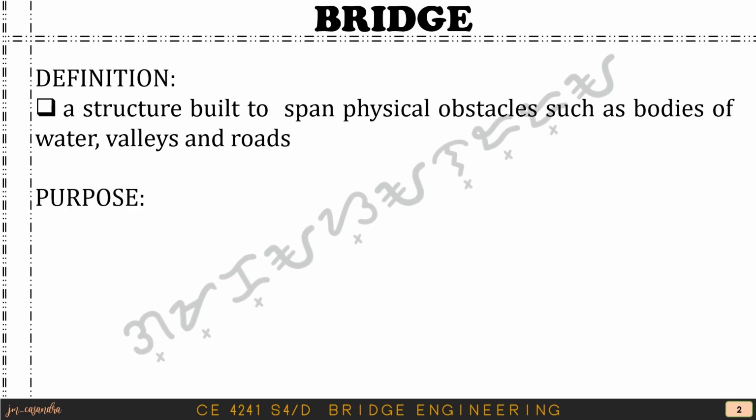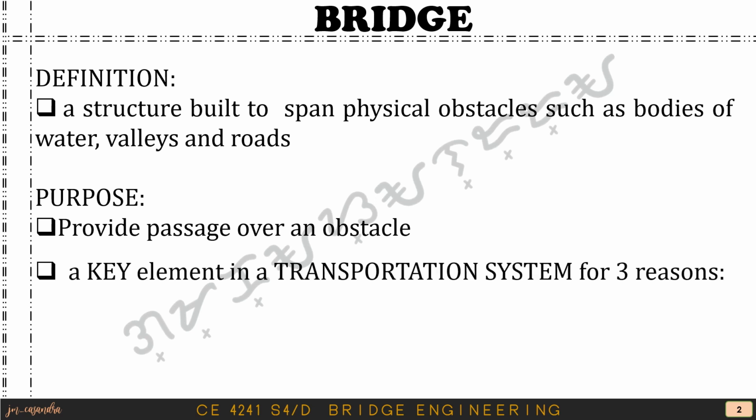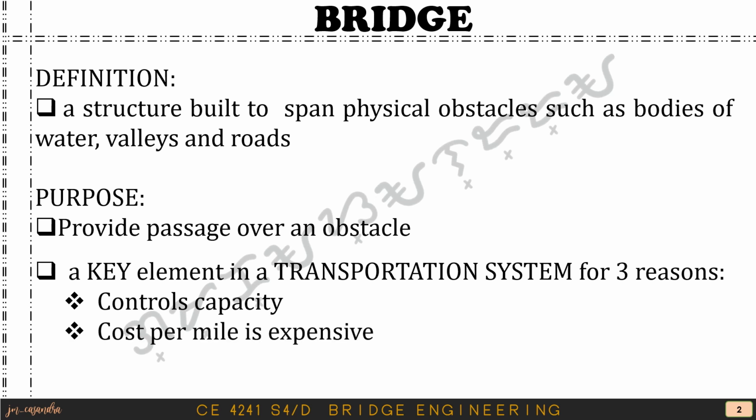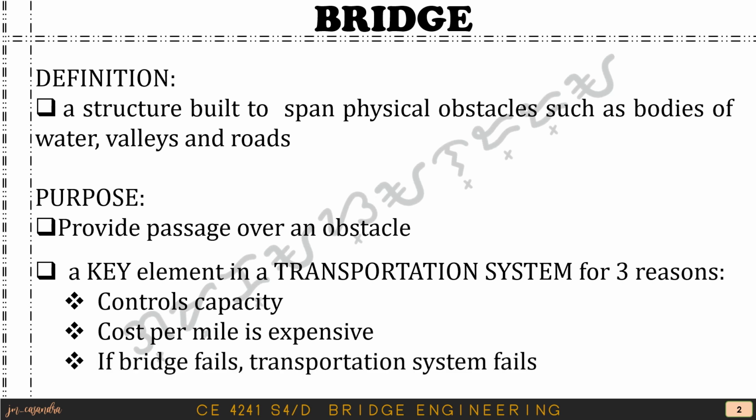So the main purpose of bridges is to provide passage over an obstacle and would be a key element in the transportation system for three reasons. The first one is that the bridge would control capacity and the cost per mile is expensive, and that if the bridge fails, the transportation system or the transportation network also fails.